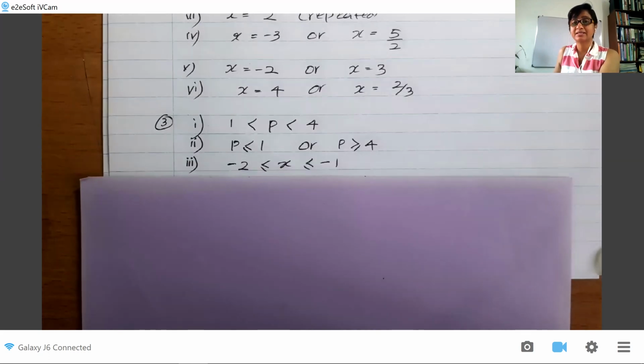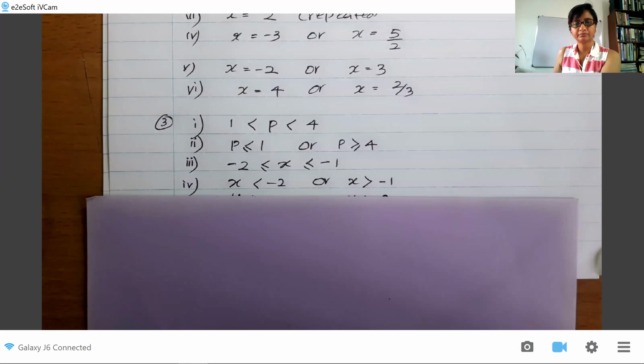Part 3 again is a single region. X is between -2 and -1, including them. It can be equal to -2 and -1 too. If you illustrate it on the x-axis line, the two circles shaded and in between. Part 4, again two separate regions. X is less than -2 or X is greater than -1. Now this is really good.